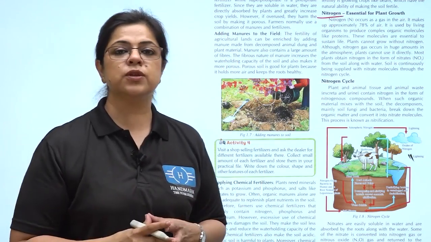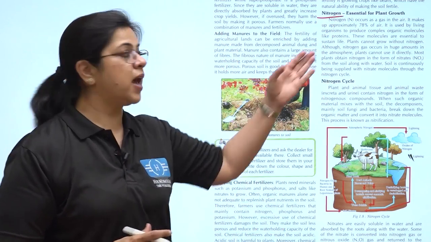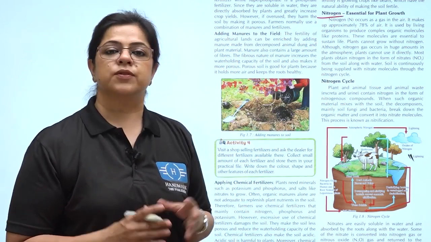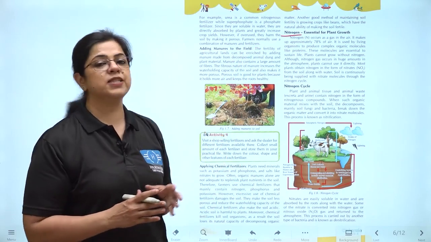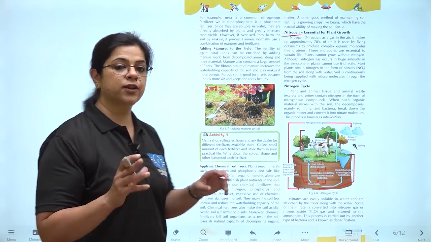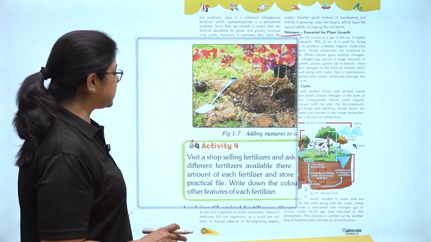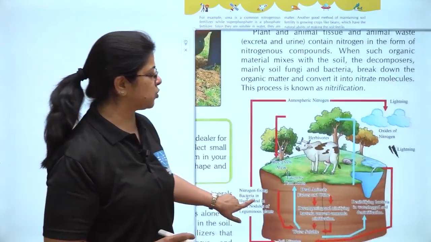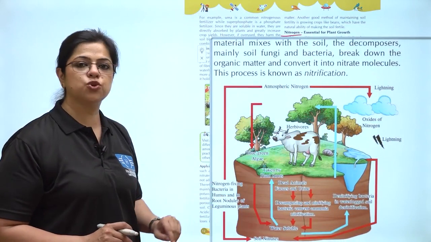We have understood that they take up the required nutrients from the soil, but nitrogen is one substance that is not freely available in the soil. Nitrogen is present as a gas in the air. The process by which nitrogen reaches the soil is known as nitrogen cycle. As we shall understand from this picture, the atmospheric nitrogen reaches the soil in two ways.